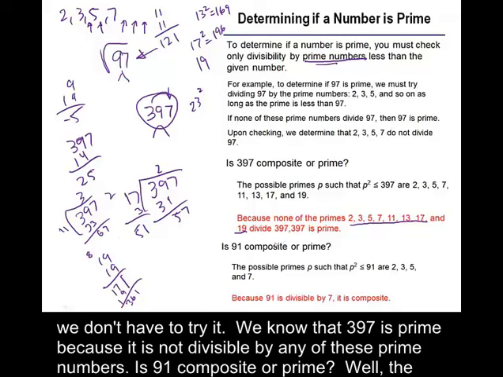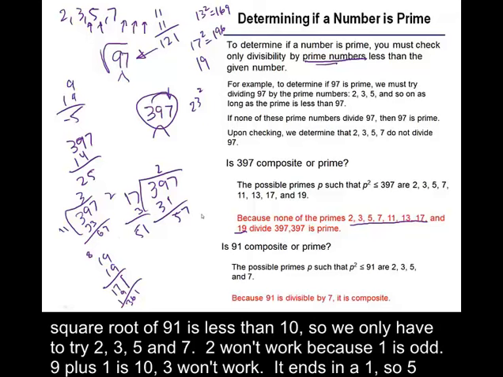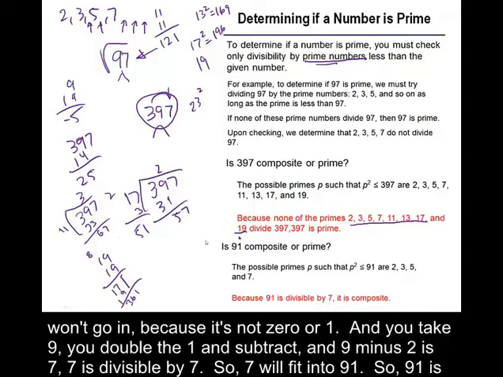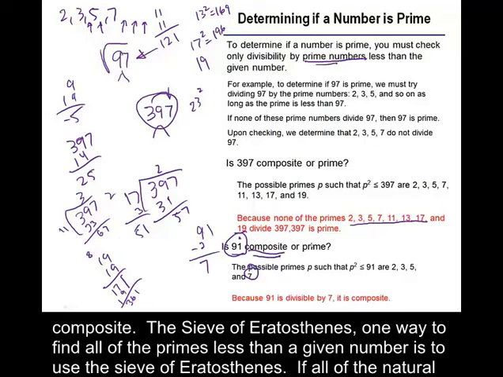Is 91 composite or prime? Well, the square root of 91 is less than 10, so we only have to try 2, 3, 5, and 7. 2 won't work because 91 is odd. 9 plus 1 is 10, so 3 won't work. It ends in a 1, so 5 won't go in because it's not 0 or 5. And you take the 9, double the 1 and subtract: 9 minus 2 is 7. 7 is divisible by 7, so 7 will fit into 91. So 91 is composite.